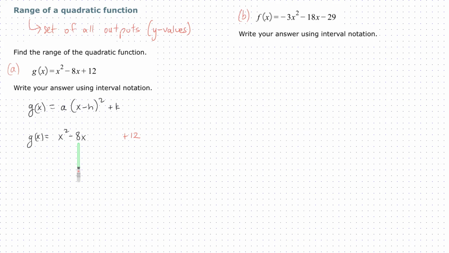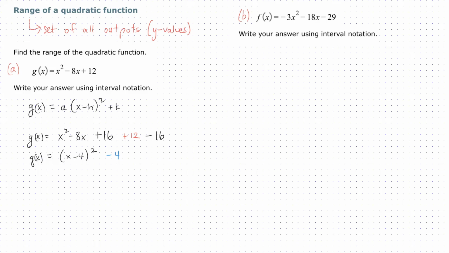Take the number 8 divided by 2, you get 4. Add 16 here. But we're really not going to add 16, we're going to add 0. So we're going to add 16 and then subtract 16. Now we change the look of this function. x minus 4 quantity squared, and then plus 12 minus 16 is simply minus 4.